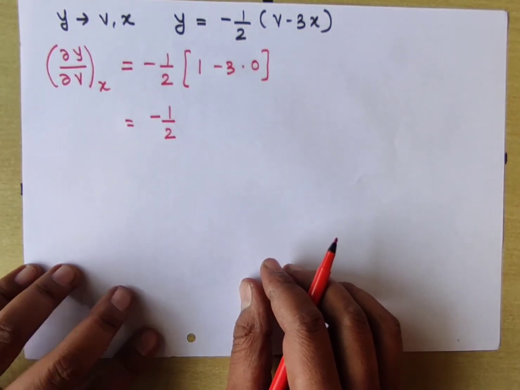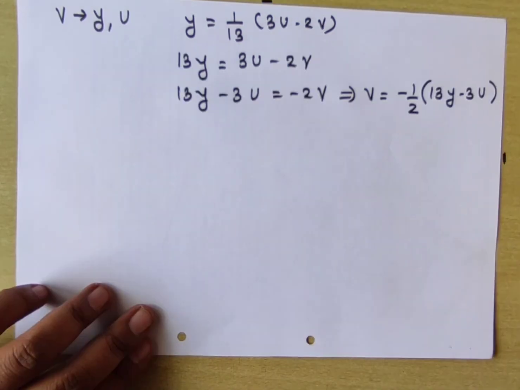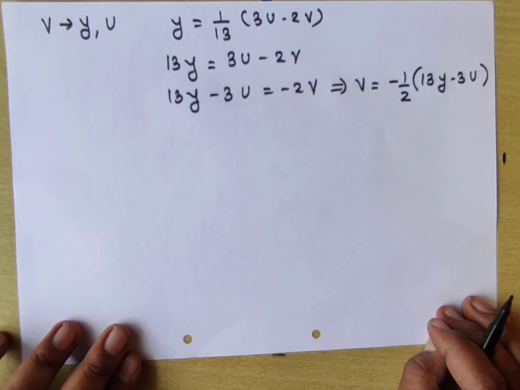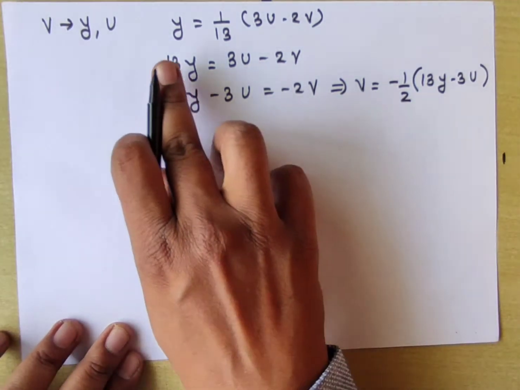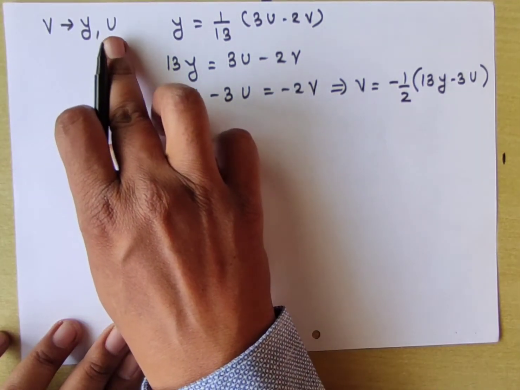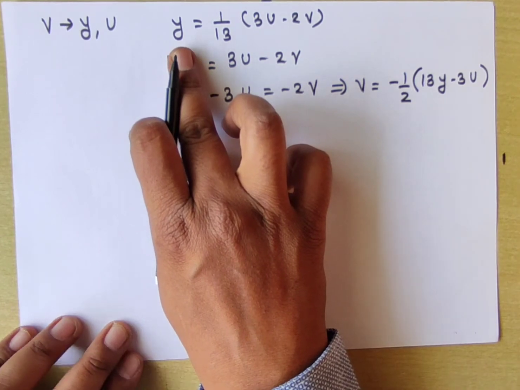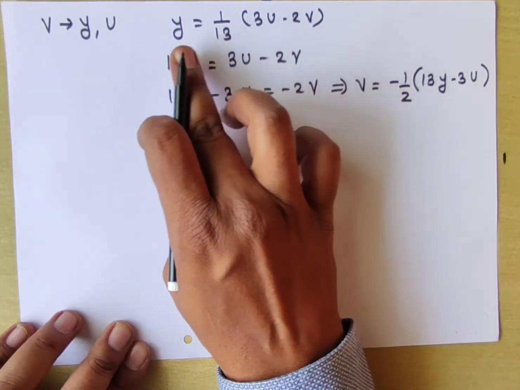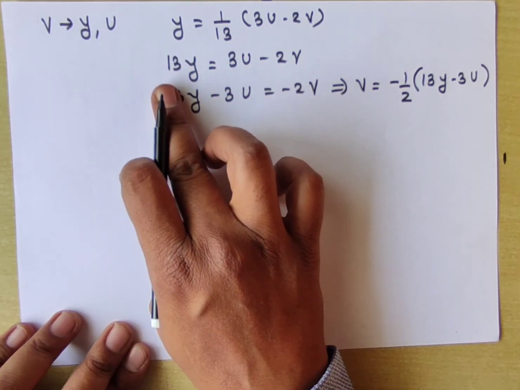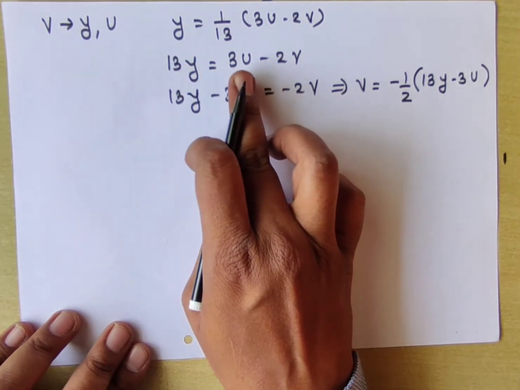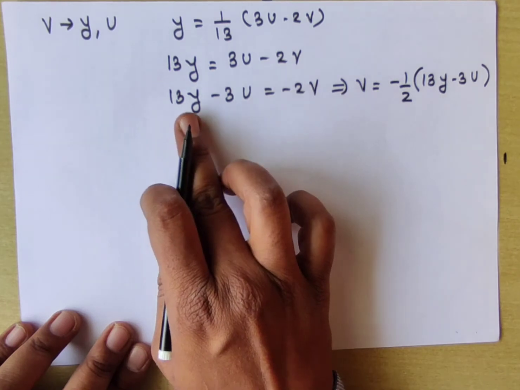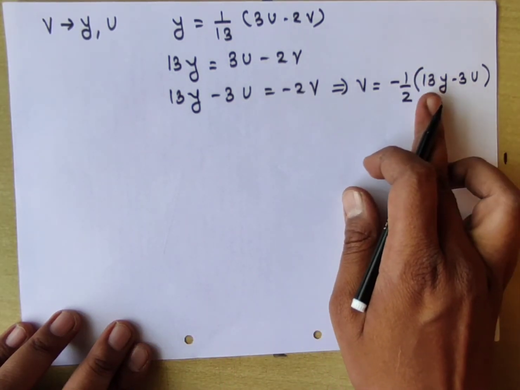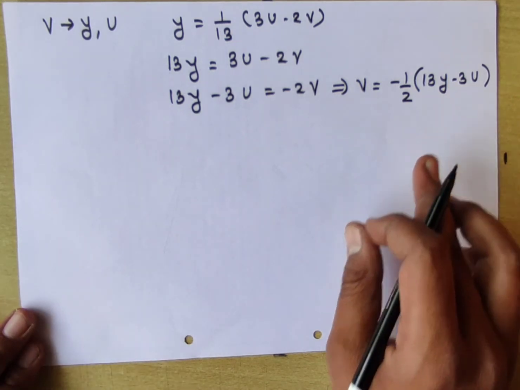And the last relation is v in terms of y and u. So already we have a relation y is equal to 1/13 (3u minus 2v). We multiply this by 13 on both sides, so 13y is equal to 3u minus 2v. 13y minus 3u is equal to minus 2v, so v is equal to minus 1/2 (13y minus 3u), which is the required relation.